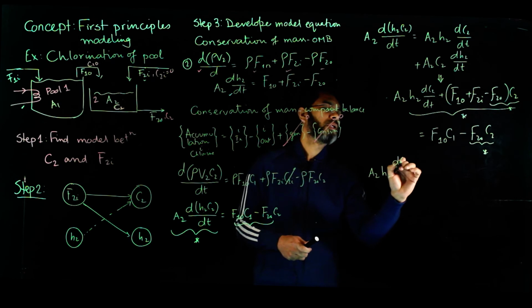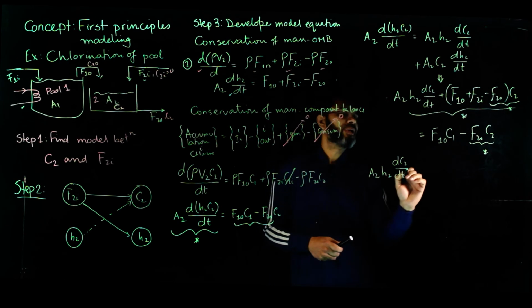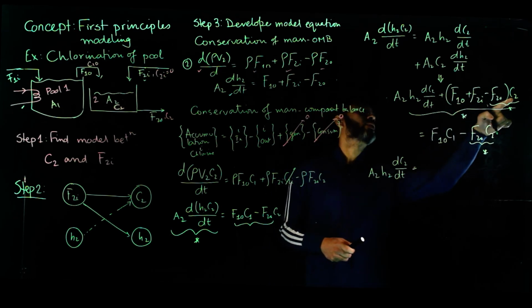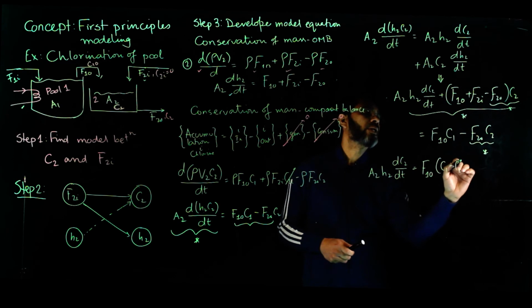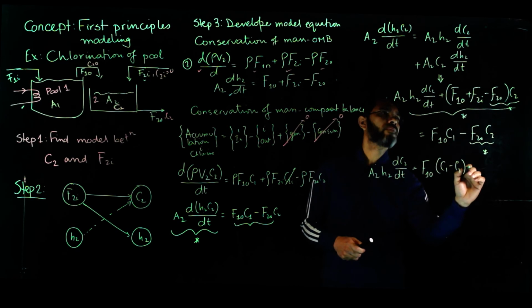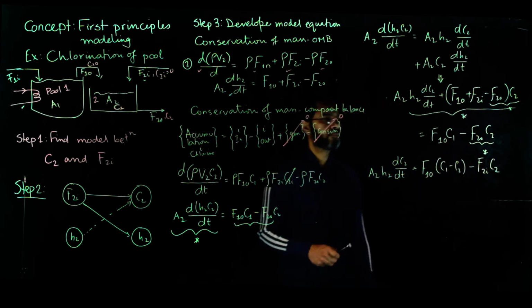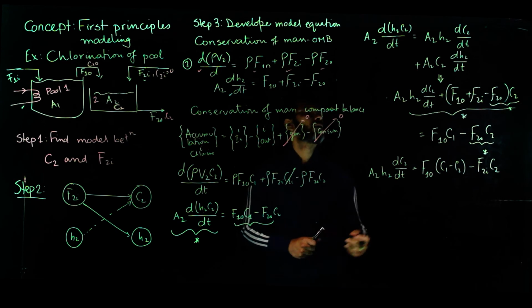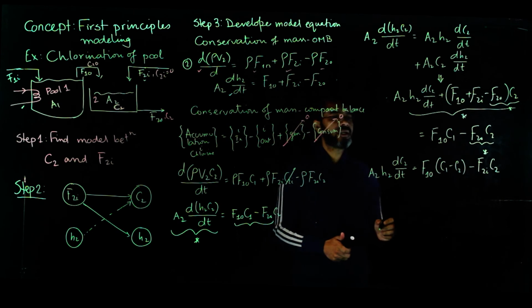So if we rewrite this equation, we'll have A2 H2 dC2 over dt will be, we have F1 naught C2 and F1 naught C1, we'll have F1 naught times C1 minus C2. These two cancel out, so we'll have only this term. This term was plus on the left side, so I took it to the right side, so it becomes minus. So we have this equation here.